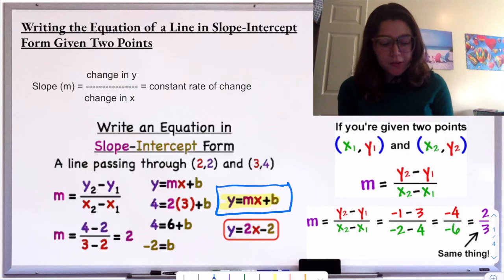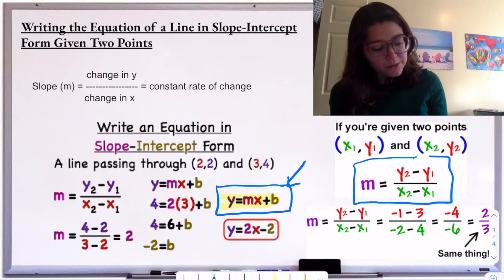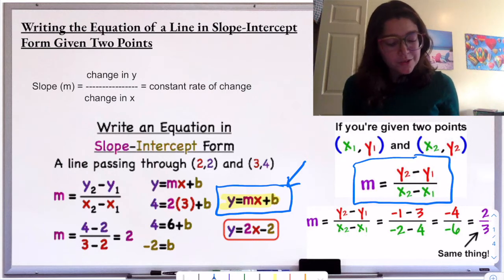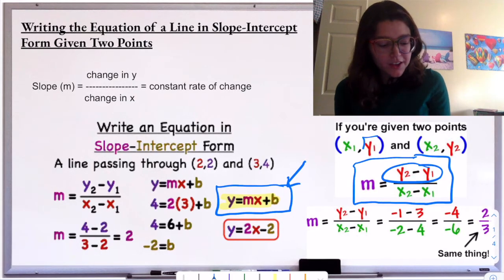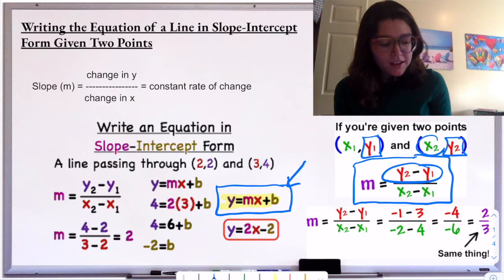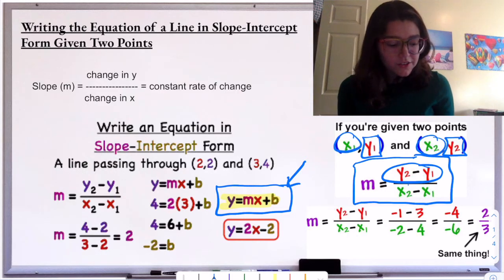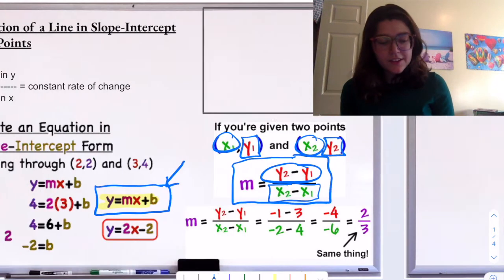We remember that slope-intercept form is y equals mx plus b, where m is that slope and b is the y-intercept. And then we also have this formula, m equals y2 minus y1 divided by x2 minus x1, to find the slope of the line. This numerator, y2 minus y1, is just saying what is the change or the difference in the y values, and x2 minus x1 is just the difference or the change in the x values. Okay, so let's see an example.